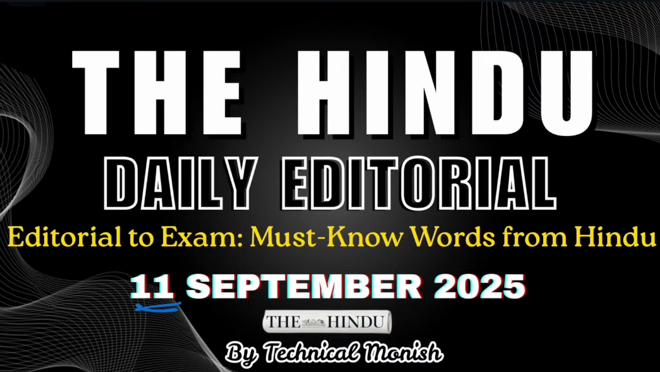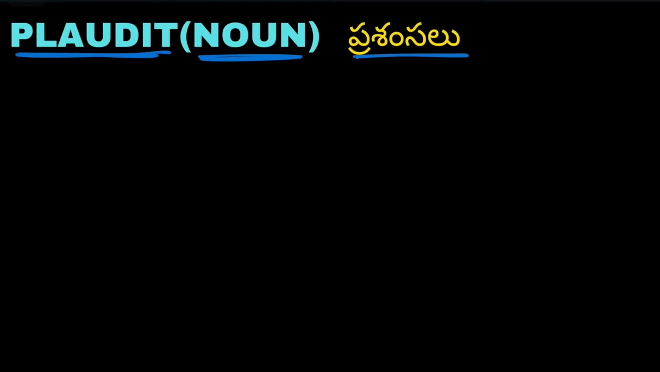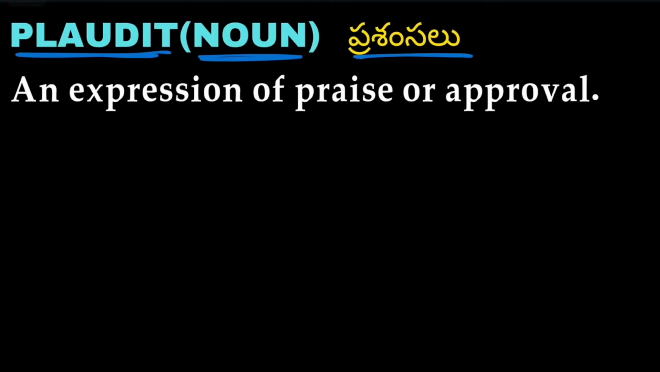So, coming to the first part, we have vocabulary. In this vocabulary, we have the word plaudit. The first word is plaudit, and plaudit acts as a noun. Plaudit means prasamsalu. An expression of praise or approval is called plaudit.